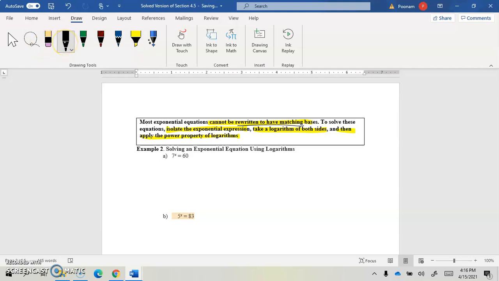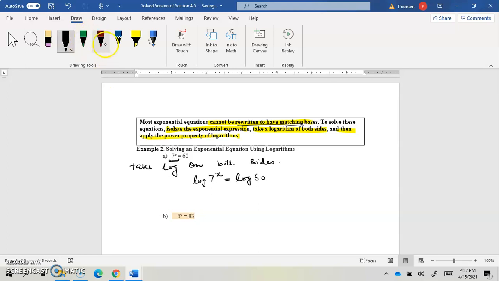We have example number 2, part A, 7 raised to power x is equal to 60. Now I cannot think of how I can write 60 as 7's power, so I cannot make both sides matching bases. So what can we do? Isolate the exponential expression. The exponential expression in this case is 7 raised to power x. It's already isolated. Now take log on both sides. That would make log of 7 raised to power x is equal to log of 60.